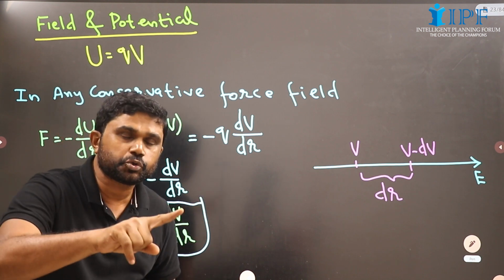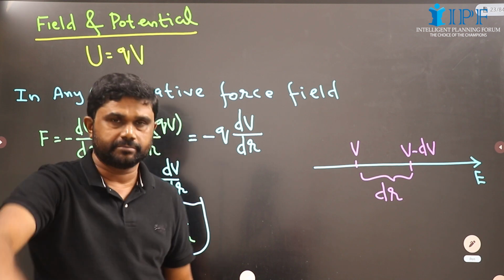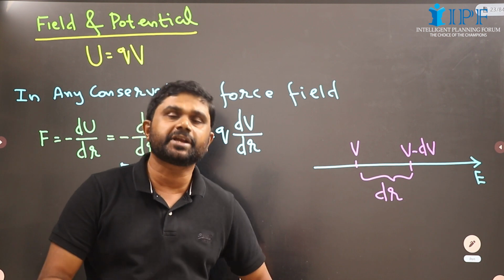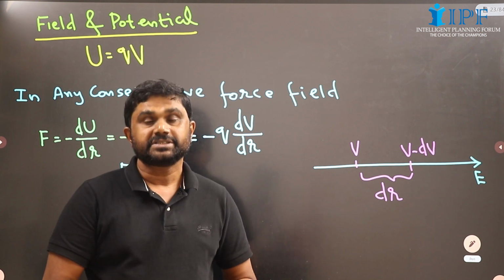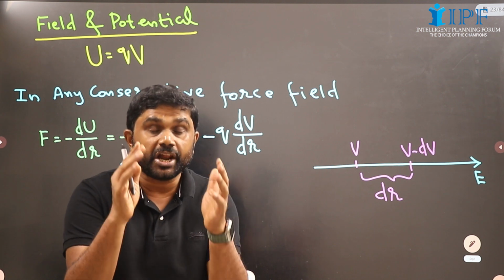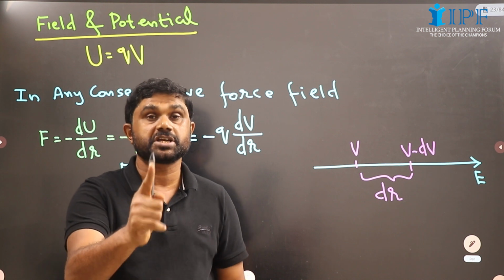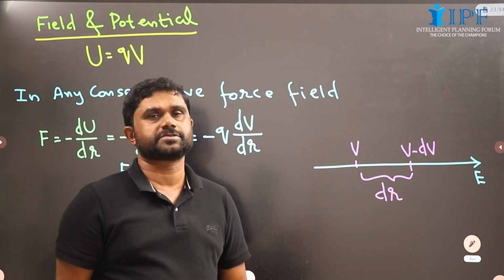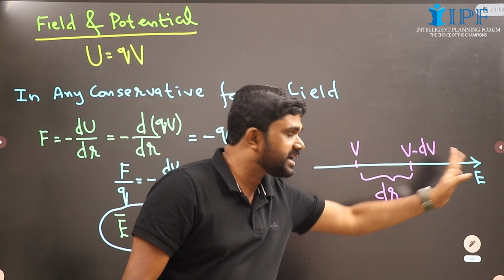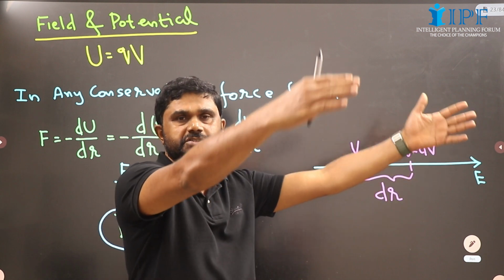See, as we move through a distance dr, potential changes by dV. Potential changes means it can increase with the distance or it can decrease with the distance. That negative sign is to show that as we move along the direction of the intensity of electric field, potential decreases with the distance. See, this is an electric line of force and it is directed towards right. Means the intensity of electric field is directed towards right.